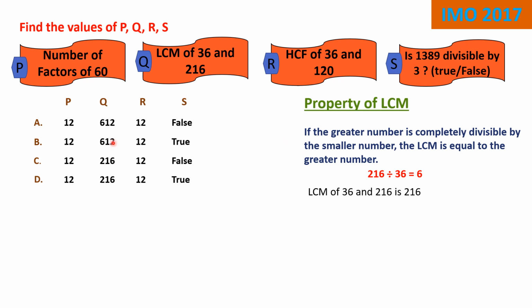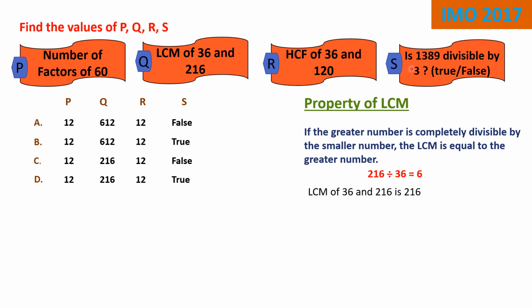Now if we eliminate two wrong answers, we can say that our answer will be either C or D because in both the options the value of Q is 216. So we will simply ignore option A and option B. Now let's check the value of R. Here also we see that the value of R is 12 in both C and D. So we will proceed further and find out the value of S.